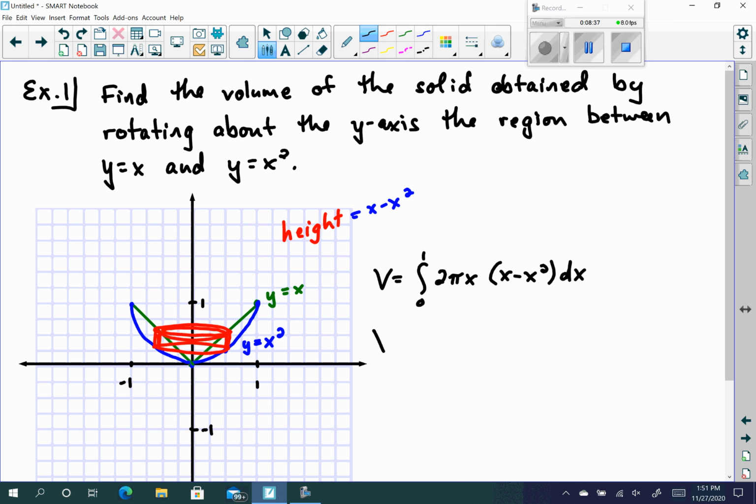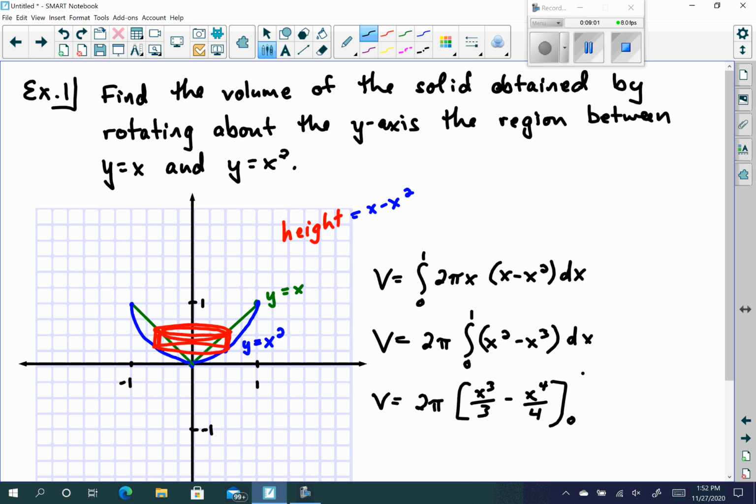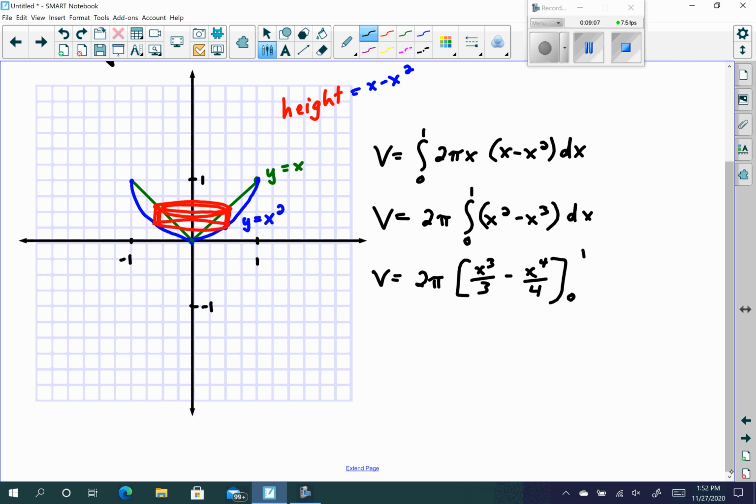So a little bit quicker, a little more simple to set this up. We could pull the 2 pi out in front. We can have the integral from 0 to 1. We can distribute the x, so we'll get x squared minus x cubed dx. And then just proceed to evaluate this integral. So we'll have x cubed over 3 minus x to the 4th over 4 from x equals 0 to 1. Substitute the 1 in first, so we'll get 1/3 minus 1/4, technically minus a 0 next.